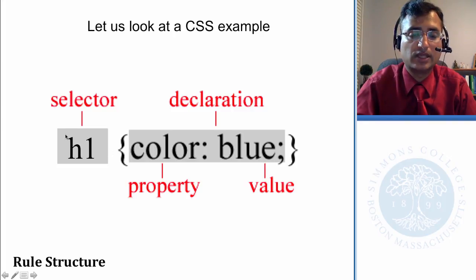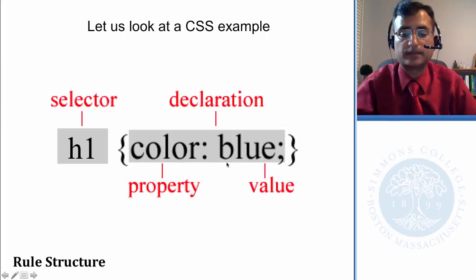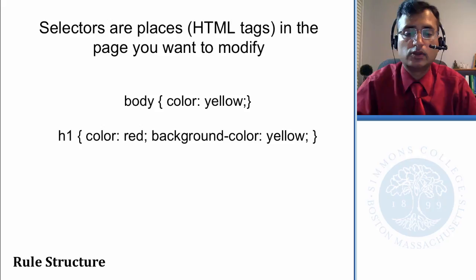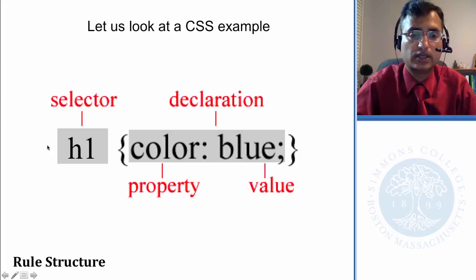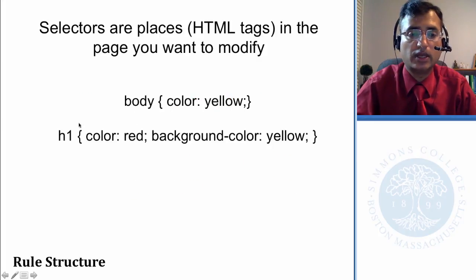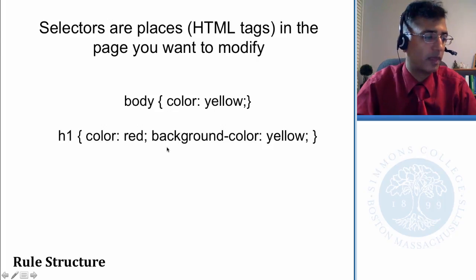And here you have the selector, which is the tag in HTML without the angular brackets, and the rule for that is specified within this. So selectors are places in the page you want to modify. Here the body and heading 1 are the selectors. For body we are saying the color is yellow, and for heading 1 we are saying the color is red. The background color is yellow. And we need to use the tag name without the angle brackets. So here heading 1 becomes h1, and the body within angular brackets becomes body.